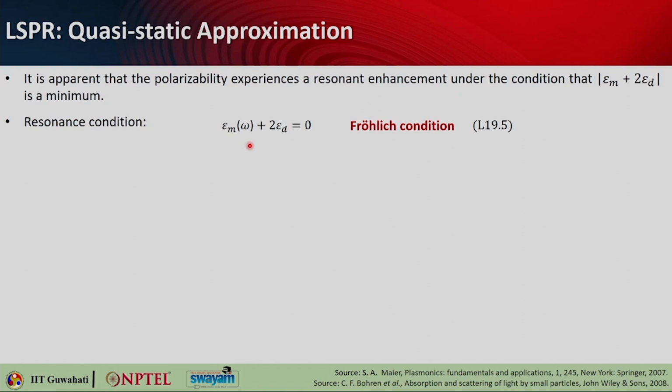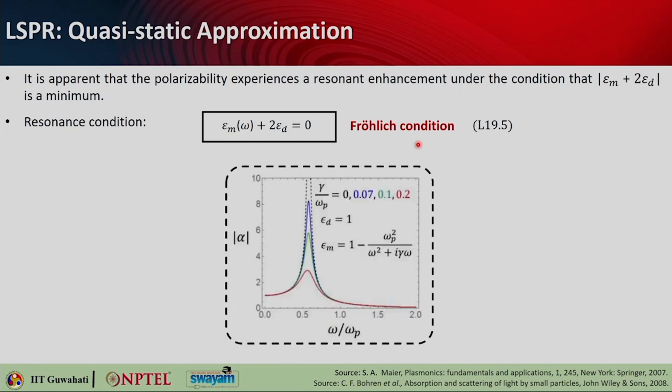So, metal in visible wavelength typically has complex permittivity. In this condition, what is epsilon d? That is basically the dielectric one, which is a real number. So, you can think of this as the real part of epsilon m omega plus 2 epsilon d will be equal to 0. This is the condition for the resonance, and it is also known as the Froelich condition. Okay. So, you can understand that this is the resonance condition.